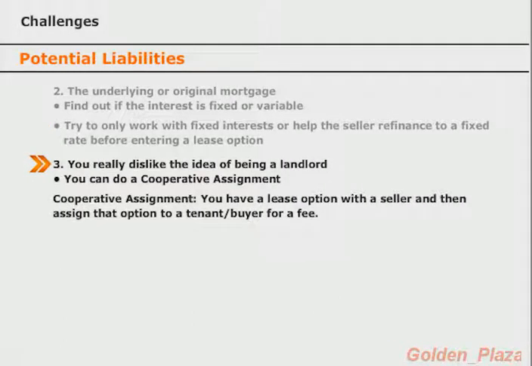A third potential liability comes from the idea that while you may like the idea of entering a property via a lease option, you really dislike the idea of being a landlord. If this is the case, but you can only afford to control properties via a lease option, then you can do what is called a cooperative assignment. A cooperative assignment is when you have a lease option with a seller, and then when you find a tenant buyer, simply assign the lease option to the tenant buyer and collect a fee for doing so. There's slightly different paperwork involved in this kind of a deal, but it will be discussed in more detail in the options lesson.